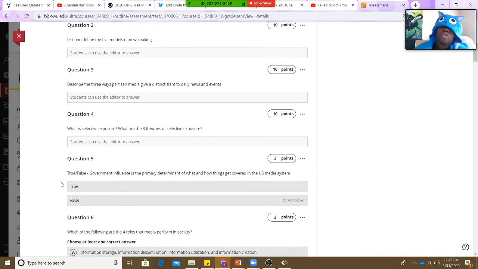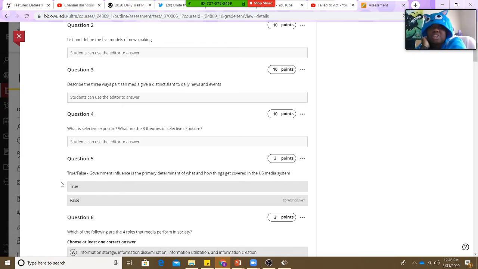And then number 4, what is selective exposure? What are the 3 theories of selective exposure? Also from the new media and partisan media section. Selective exposure is defined as people tending to favor information that reinforces their pre-existing views while avoiding contradictory information. So you're only consuming information that confirms your priors.